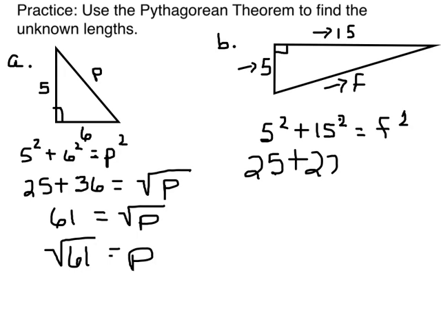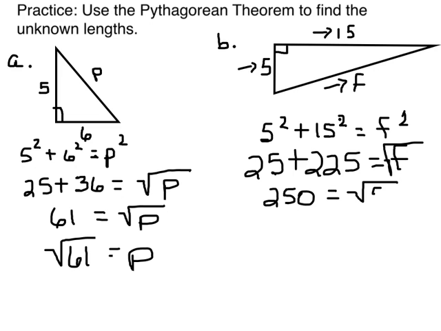Alright, 25 plus 225 is 250, which equals F squared. So we can say that the square root of 250 is equal to F. I'm sorry, I put a 5 there. It should be an F. This should be F. Okay.